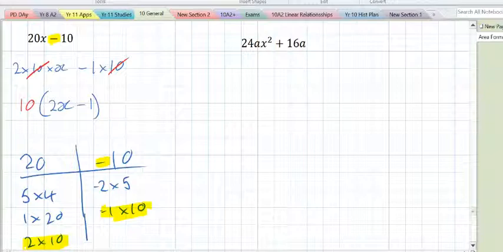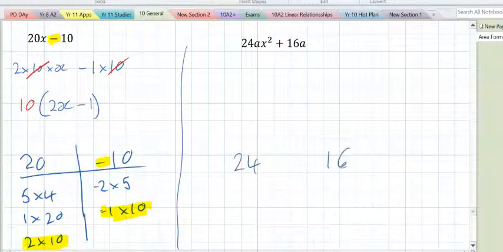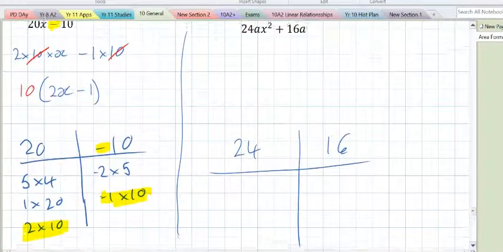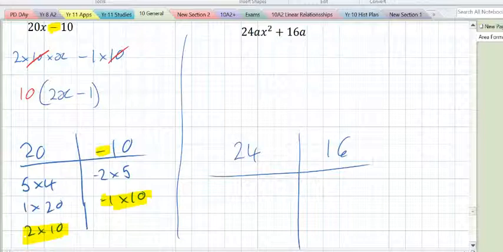Just like 10 times 5, you do the timesing thing again like you did previously. So for the next one, we take our 24 to one side and our 16. 2 times 8 is 16. Good. 3 times 8 is 24.